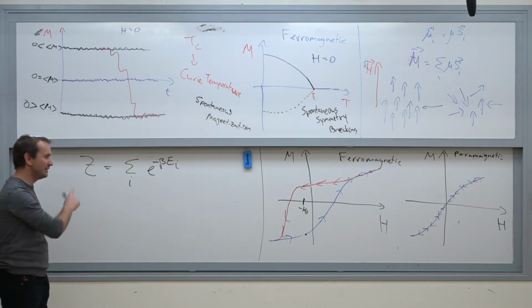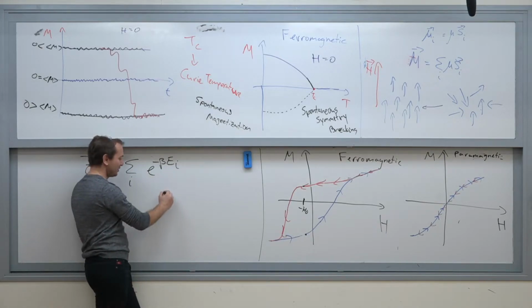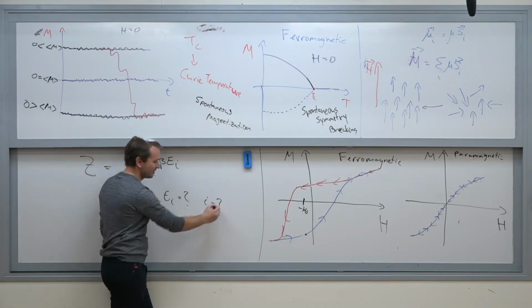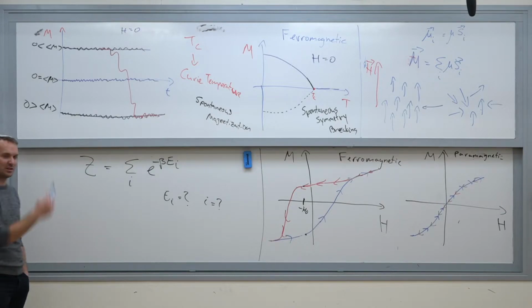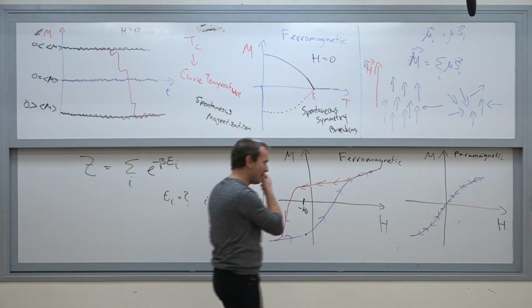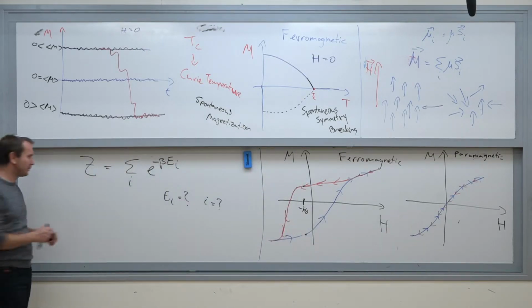Okay, now what are the details? The details are what your E_i's are and what the i's are. So what are the different energies that you are assuming your system has, and what are the different states for these energies? Now, where do those E_i's actually come from?